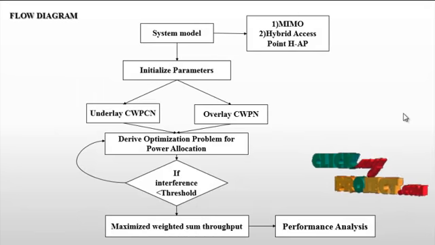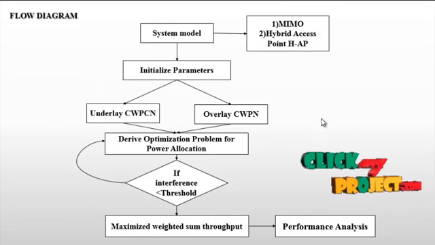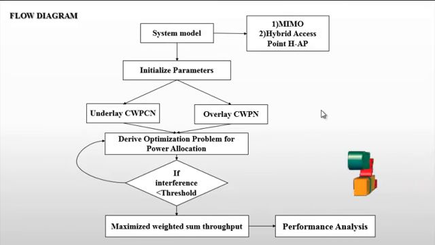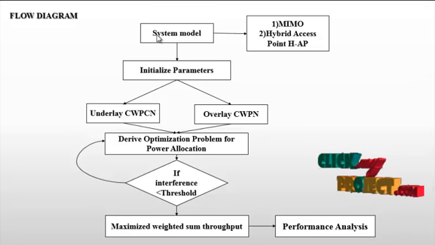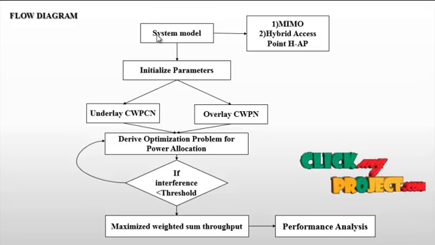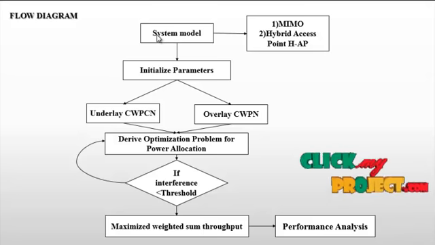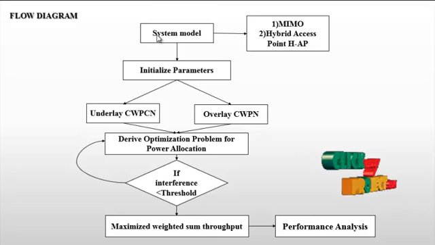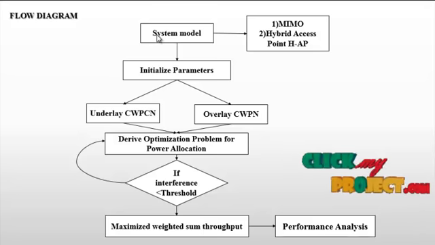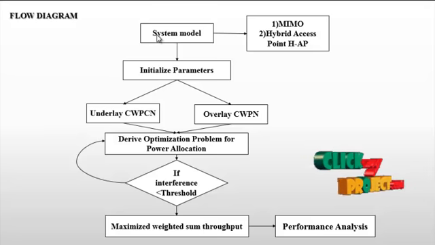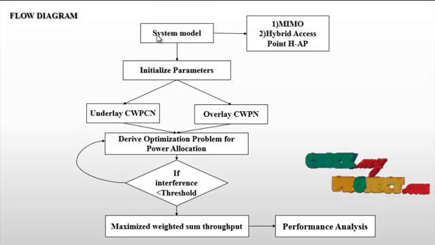Now let us discuss the flow diagram of the process. This is the overall flow diagram of the particular process. First of all, we initialize the system model. In this system model we use the MIMO concept, multiple input and multiple output. On the transmitter side we give the number of transmitters, and on the receiver side also a number of receiving antennas. The hybrid access point, the HAP, will be treated as a node, and then we initialize the parameters.